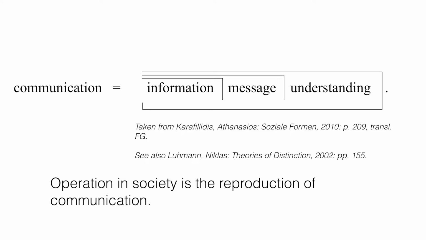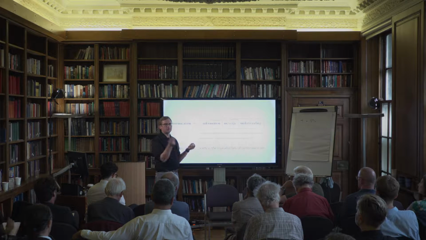This is also where the unity of the difference comes from, where he defines communication as the unity of the difference of information, message, or what some have translated as utterance, and understanding. And then operation in society is the reproduction of this. But the reason why it's a unity of a difference is that this is already an observation of at least two observers. So there is some information that is encoded in a message, and that is offered up as a communicational element, a point in communication. But it doesn't necessarily need to be understood.